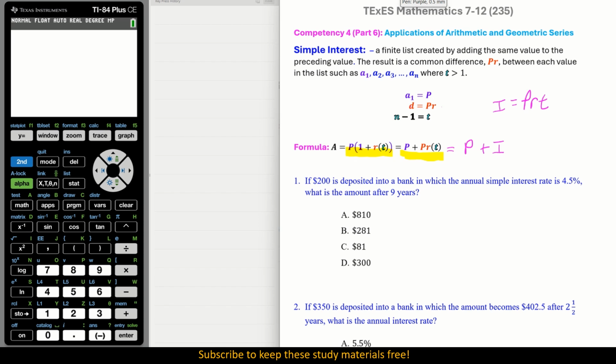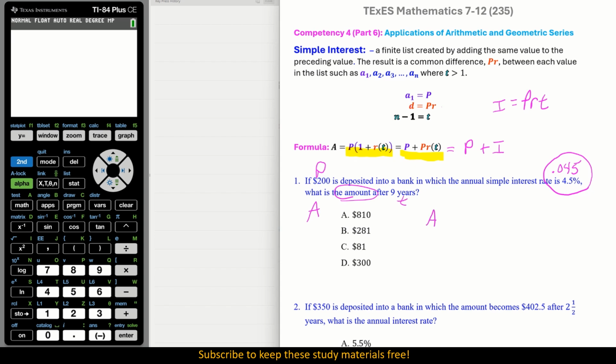So let's look at number 1. If $200 is deposited into a bank in which the annual simple interest rate is 4.5%, what is the amount after 9 years? Okay, first we need to take our 4.5% and change it to a decimal, and that is 0.045 for our rate. Of course, 200 is our P, the amount that we're looking for is our capital A, and this is our time.